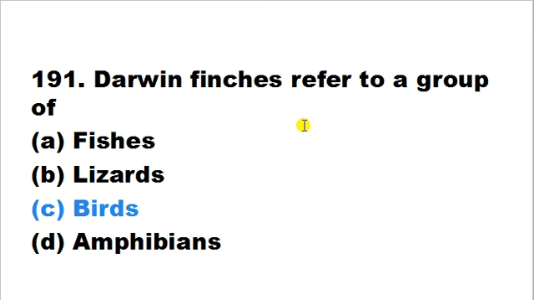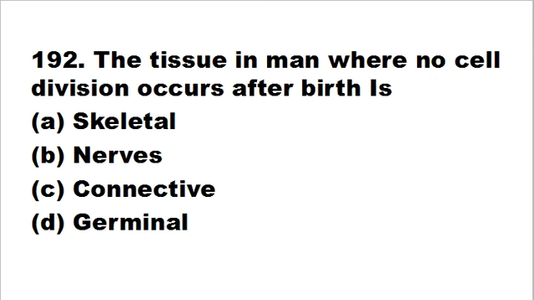The tissue in men where no cell division occurs after birth is skeleton, nerve, connective, germinal. So its correct answer is B. That means nerve cells or nervous tissues are those tissues in the human body that lose their capacity for cell division after birth. Before birth they can proliferate and mature. Once they mature they cannot divide, and damaged nerve cells cannot be repaired by cell division. So nervous tissues do not have cell division capacity in the human body after birth.